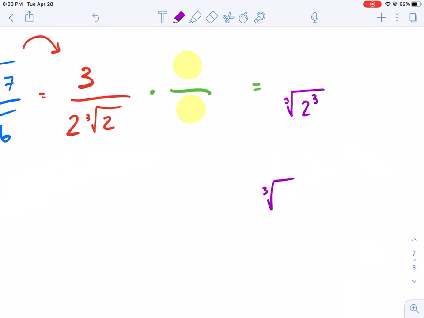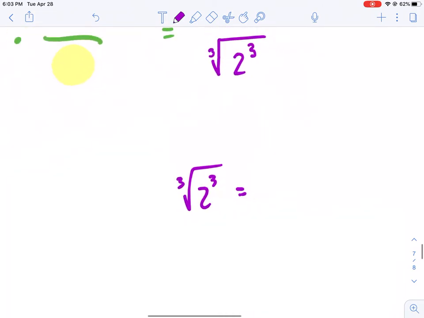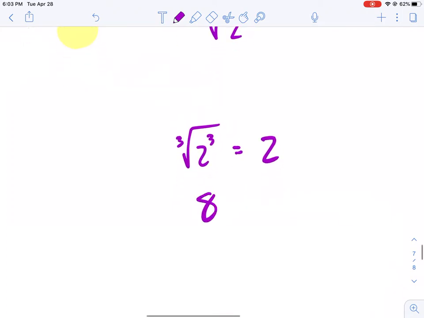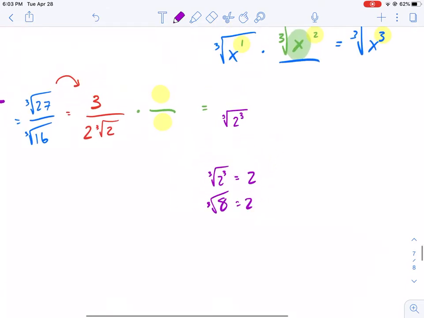Okay, anytime we have something like that, it undoes the exponent. The cube root undoes the cube, the exponent, to become just 2. And the reason is the cube root of 8 is 2. What times itself 3 times gives you 8? 2 does. So in reverse, the cube root of 8 is 2.